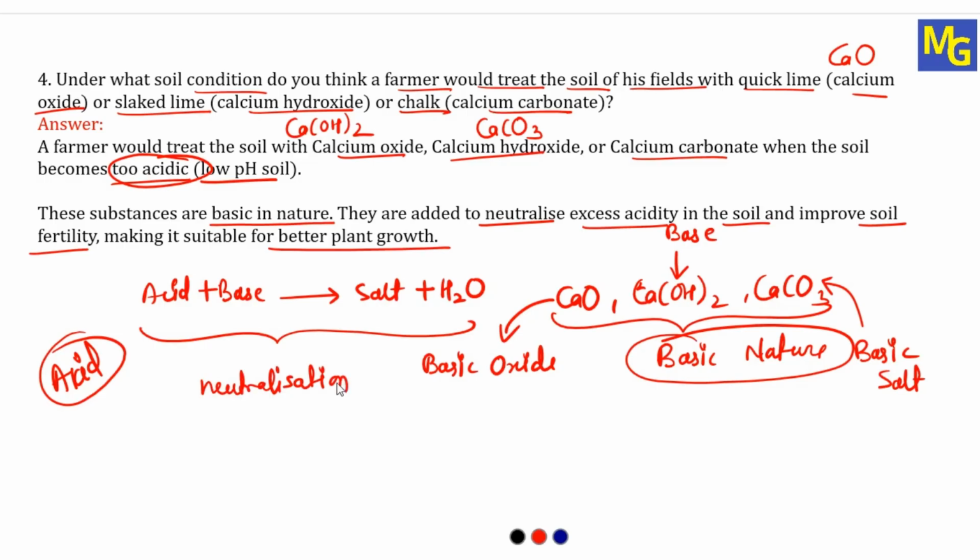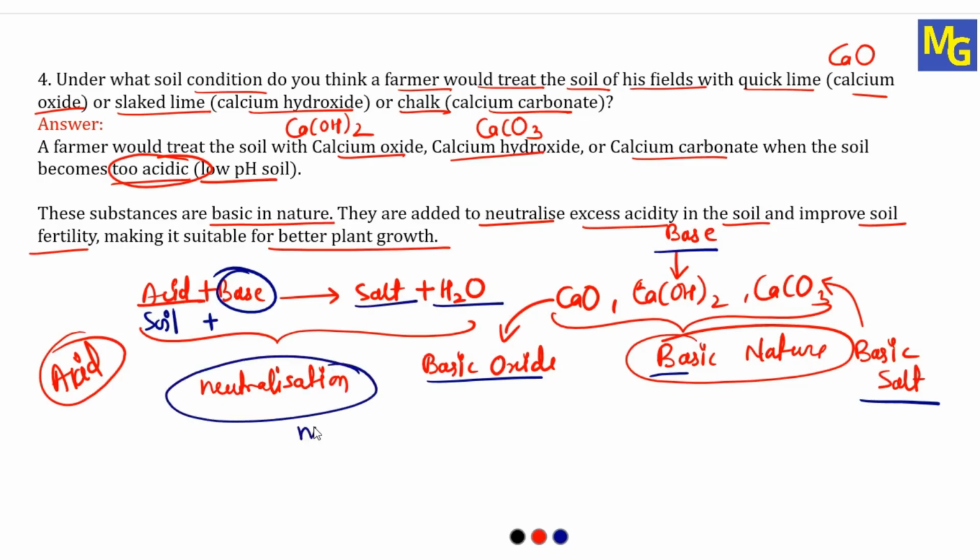So if our soil is acidic, then we can add these basic substances like basic oxide or the salt or the base. These all we can add here, and we will get salt plus water, that is, the soil becomes neutral, and this neutral nature will help to increase the soil fertility and make it suitable for better plant growth. So this was the answer for question number 4.